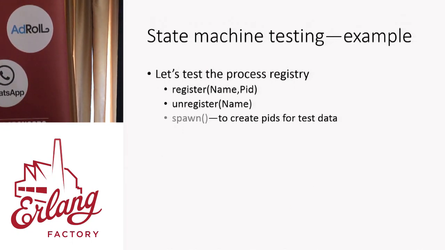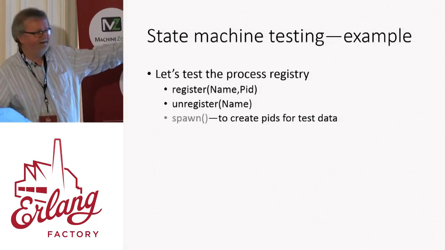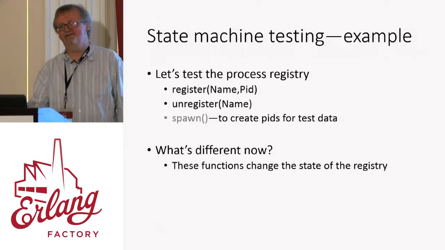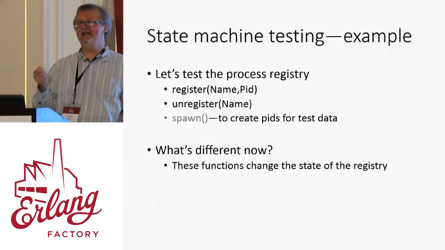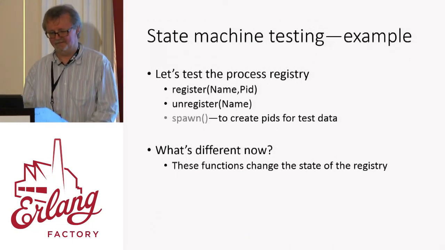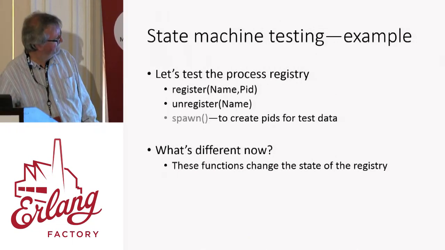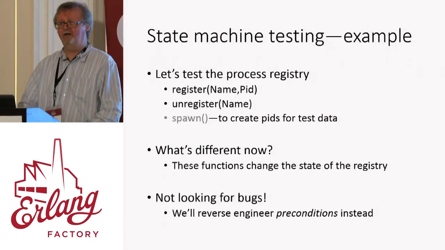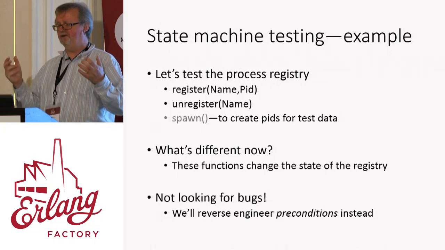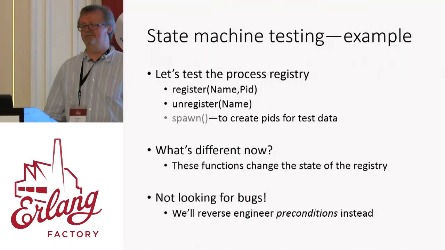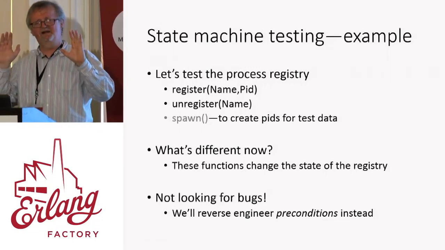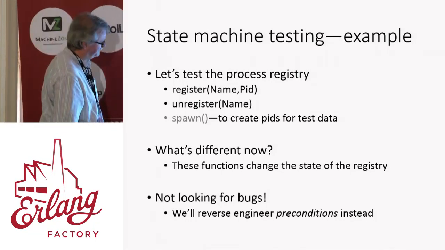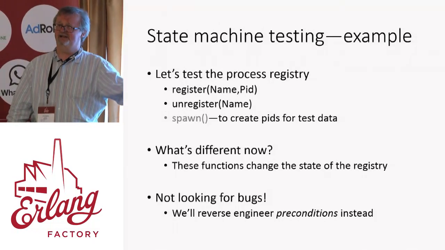OK, so what's different between testing the process registry and testing that little trees module? The difference is that these functions change the state of the registry, and I have to take that into account in my tests. Now, you may also be wondering, is the process registry buggy? Well, of course not. I'm not looking for bugs in the process registry. If I found one, oh, that would be brilliant, but it's been around for so long that I'm sure it works perfectly fine. What I'm going to do is reverse engineer the preconditions.